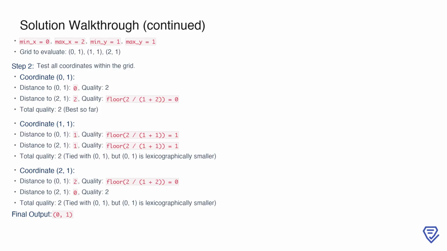Finally, for 2, 1, the distance to the second tower is 0, contributing 2, while the distance to the first tower is 2, contributing 0. The total quality is also 2, but again, 0, 1 is preferred due to being lexicographically smaller. The final output is 0, 1.